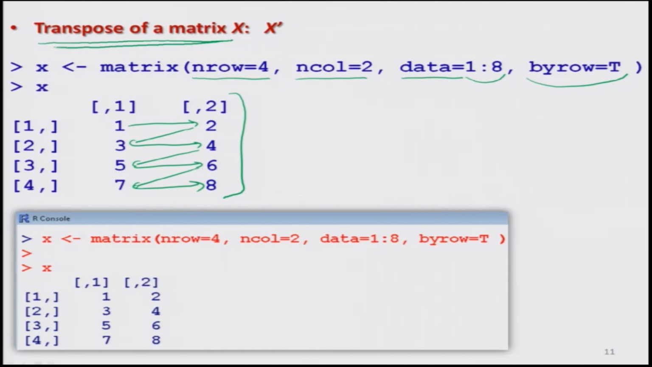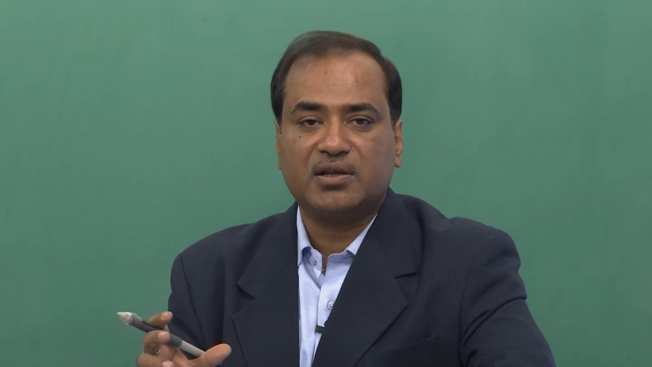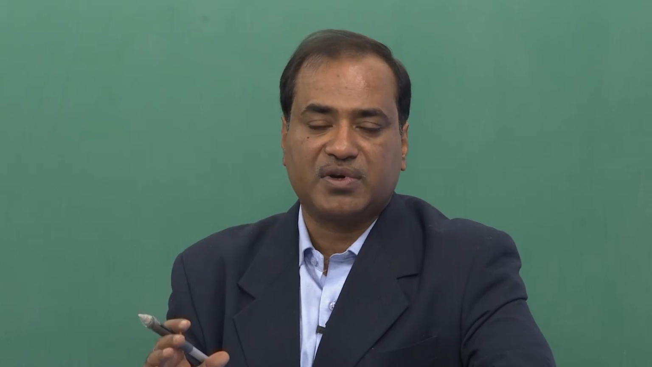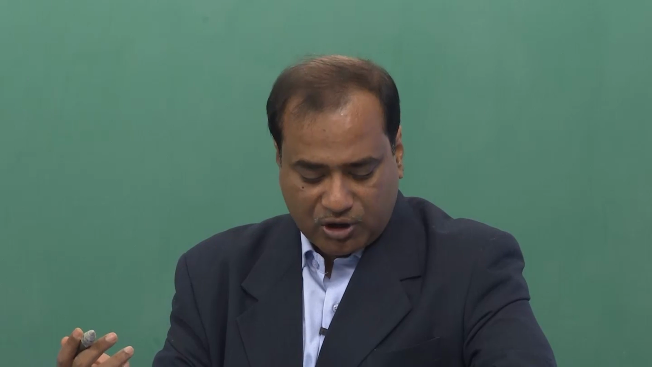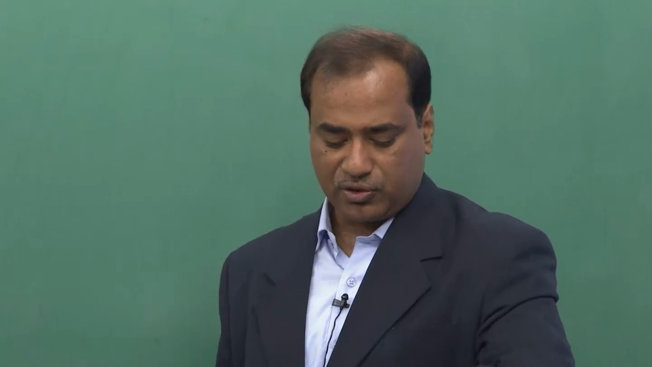Now, on the same operation, I will try to give you another idea of how to obtain the transpose of a matrix. What is the transpose of a matrix? A matrix has a certain number of rows and columns. When I interchange the rows and columns, that means rows become columns and columns become rows, then it is called the transpose of a matrix. So, how to obtain the transpose of a matrix? This is what I want to show you here.